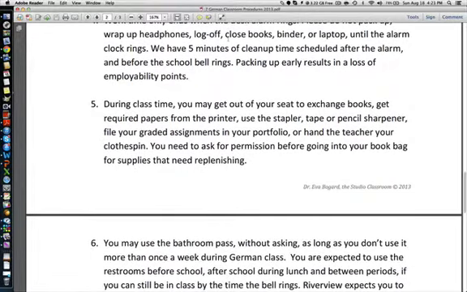Number 5, during class time, you may get out of your seat to exchange books, get required papers from the printer, use the stapler, tape, or pencil sharpener, file your graded assignments in your portfolio, or hand the teacher your clothespin. You do need to ask for permission before going into your book bag for supplies that need replenishing.